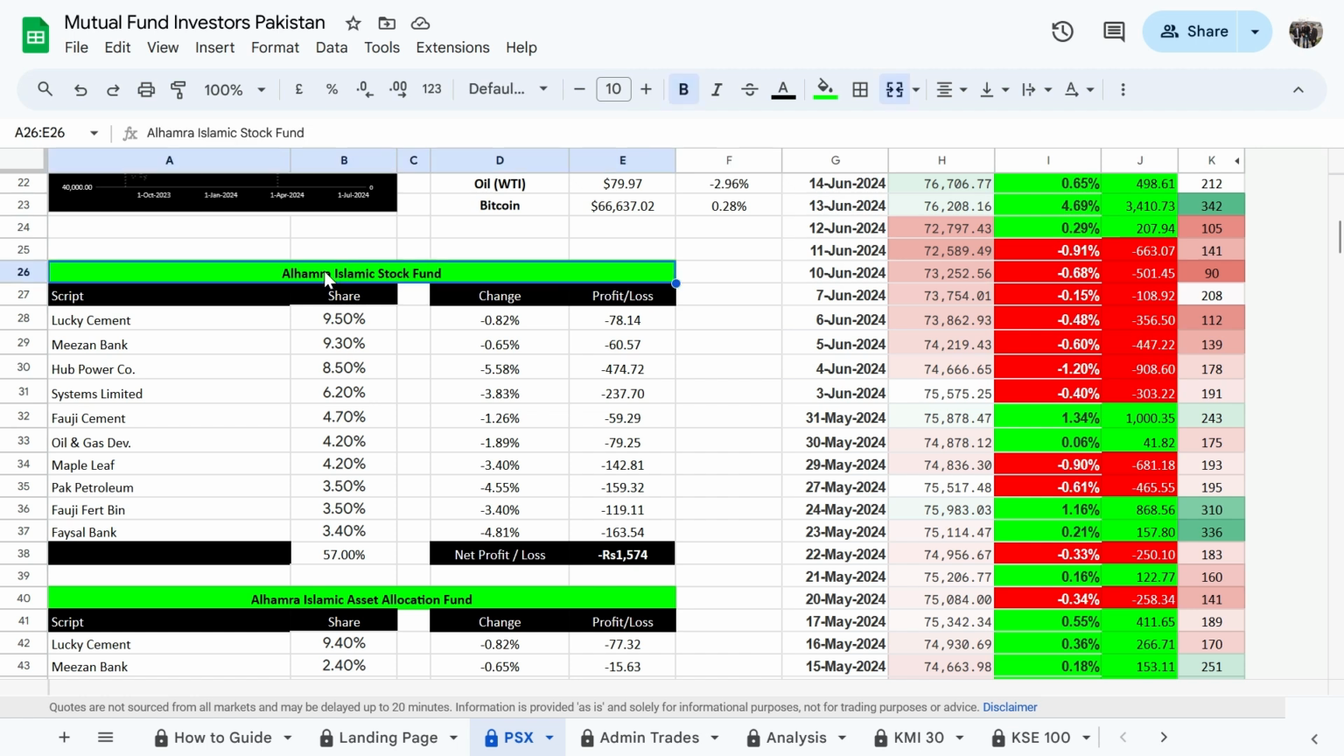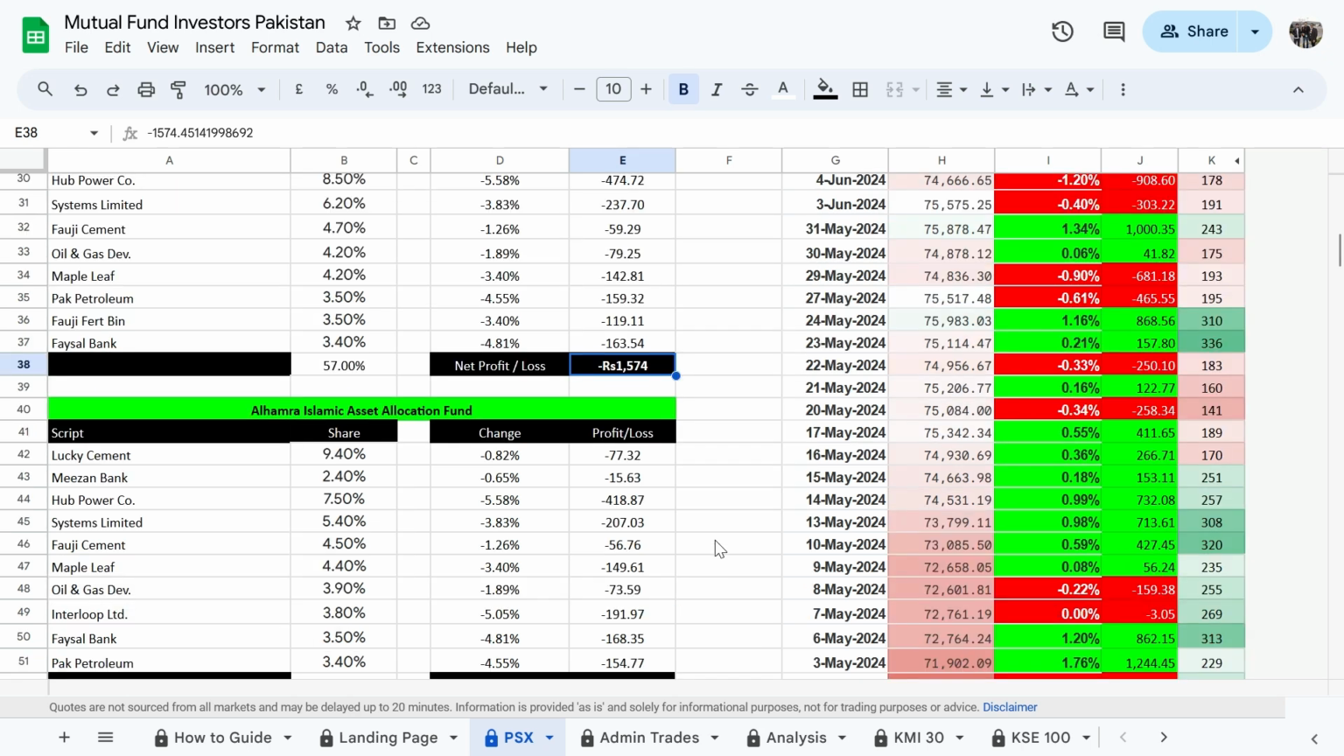For example, in Al Hamra Islamic Stock Fund, these are the top 10 companies the fund has invested in, and today, this fund is showing a loss of 1574. Similarly, you can continue going down and see the live performance of the rest of the funds.